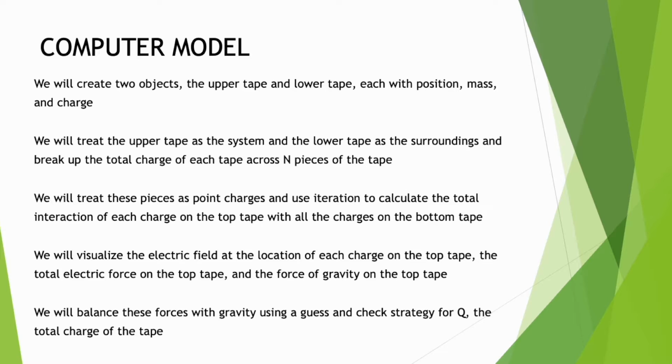We're going to treat these pieces as point charges and use iteration to calculate the total interaction of each charge on the top tape with all the charges on the bottom tape. And we're going to visualize the electric field at the location of each charge on the top tape, as well as the total electric force on the top tape, that sum of forces as a result of the electric field, and the force of gravity on the top tape. And we're going to balance the total electric force with gravity to equal zero. So we're going to use a guess and check strategy for Q until the net force equals zero.